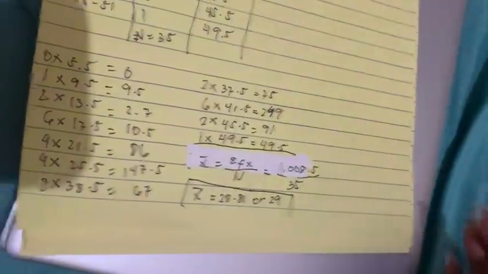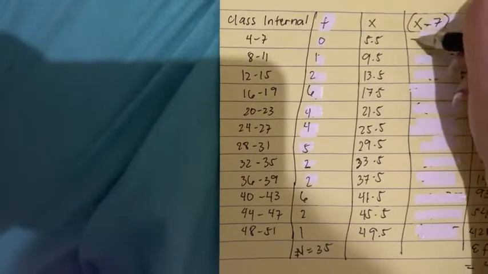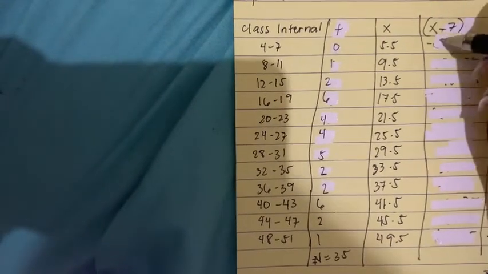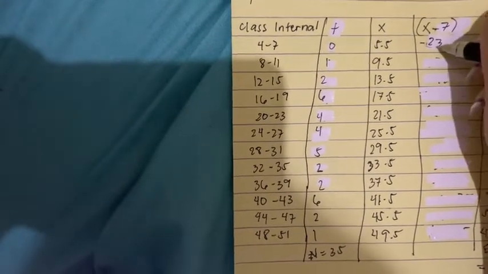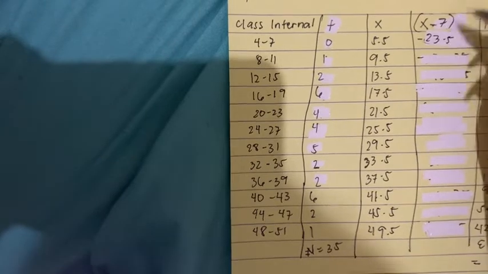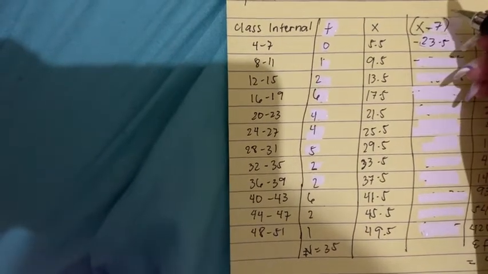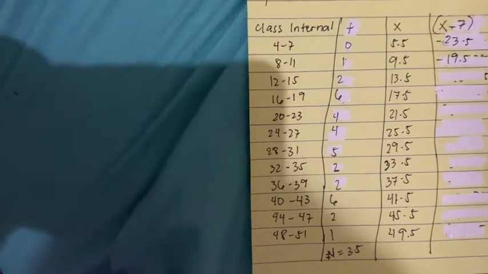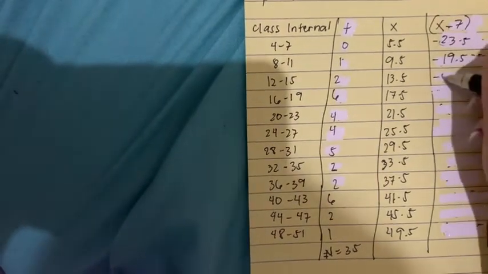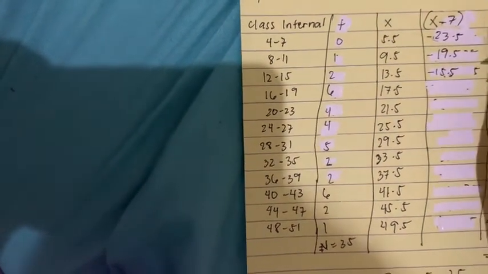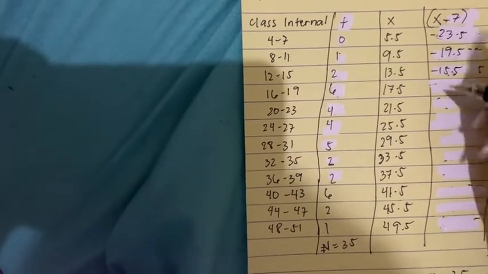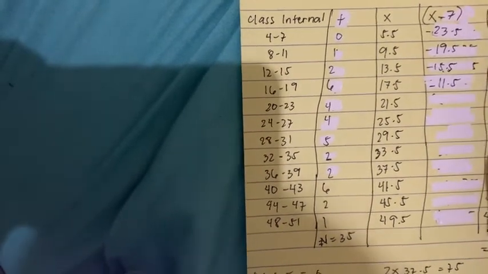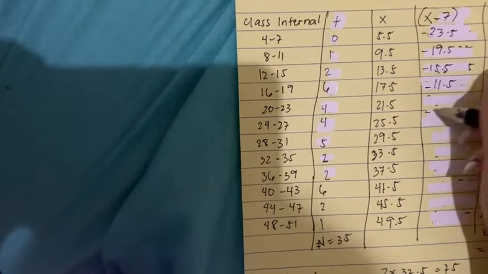For our next table, it is x minus mean. Simply, we have to subtract our mean from our x. So it will be 5.5 minus 29, which is equal to negative 23.5. 9.5 minus 29 will be negative 19.5, and so on and so forth.